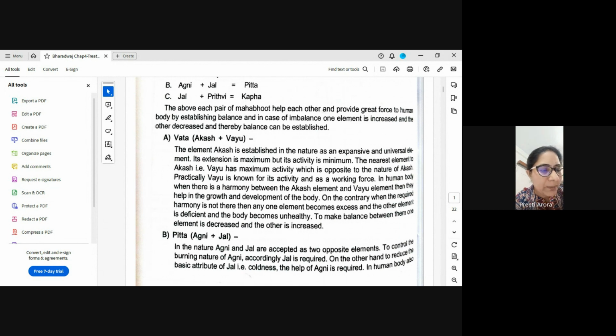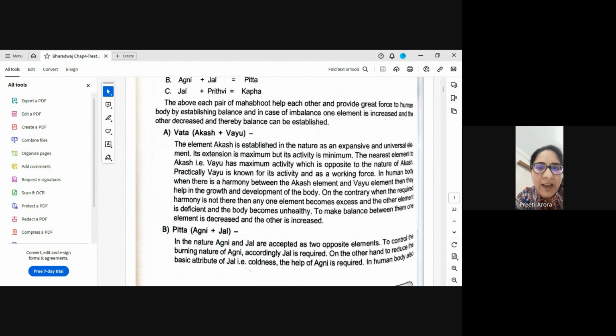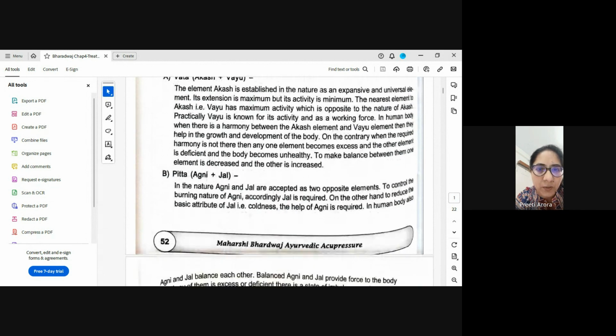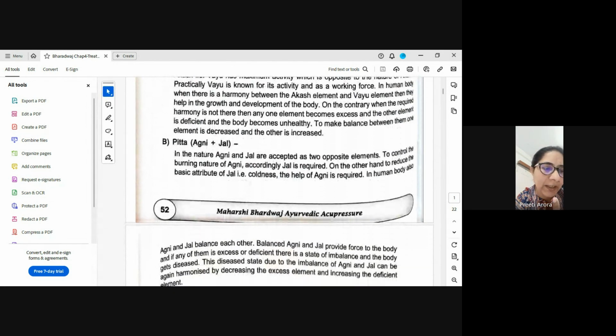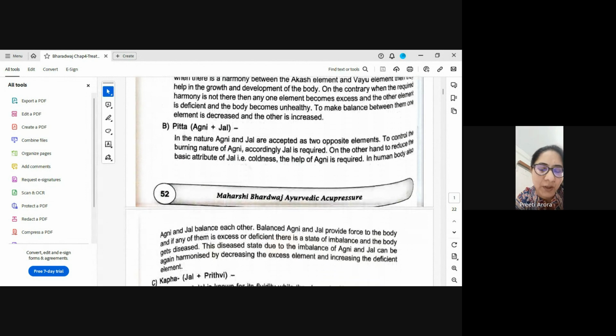Also, when you look at Pitta, which is Agni plus Jal, Agni we all know is fire. So fire is obviously hot. It is blazing. It can go from the least temperature to the highest of temperatures. Similarly, on the other hand, you have Jal, which is coldness energy.